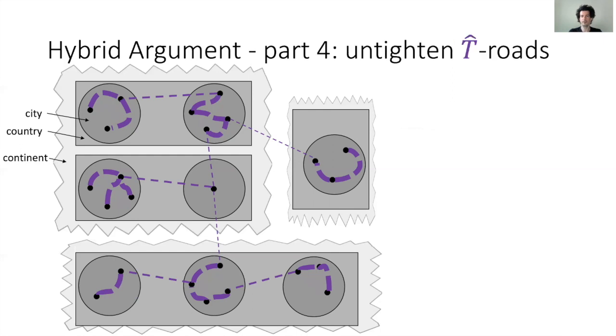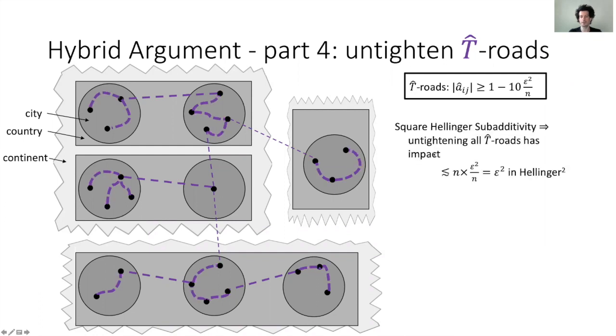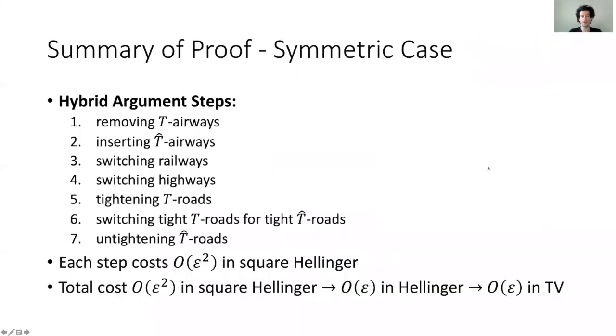Finally, we untighten the T-hat roads, and because T-hat roads are 1 before the untightening and become something very close to 1 after the untightening, again, the total impact of those switches is epsilon squared in Hellinger squared. So overall, we have a constant number of steps in our hybrid argument. Each of them costs epsilon squared in Hellinger. So the total cost is epsilon squared in Hellinger, epsilon in Hellinger, so epsilon in total variation.